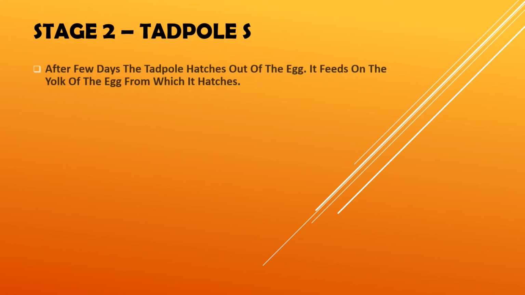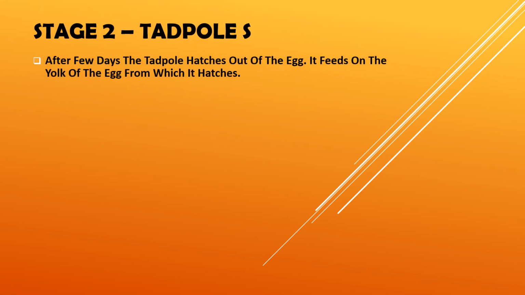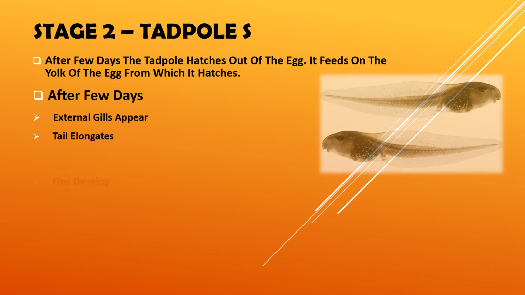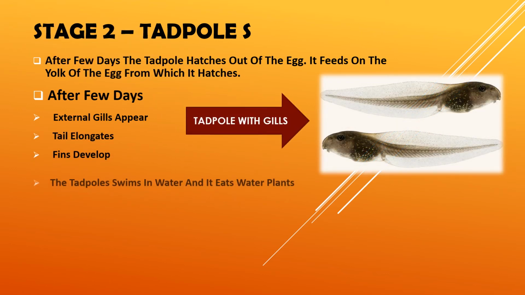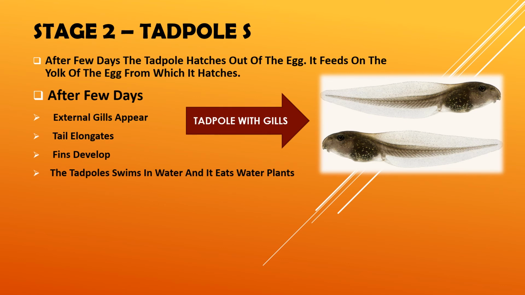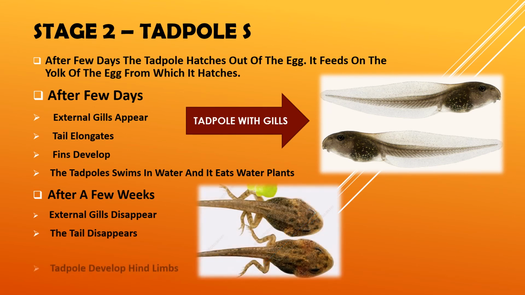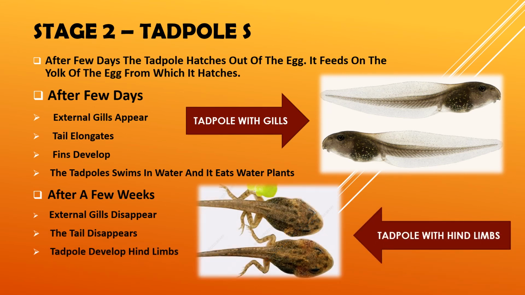Stage 2. Tadpole. After a few days, the tadpole hatches out of the eggs. It feeds on the yolk of the egg from which it hatches. After a few days, external gills appear, the tail elongates, the fins develop, the tadpole swims in the water and eats water plants. After a few weeks, external gills disappear, the tail disappears, the tadpole develops hind limbs.